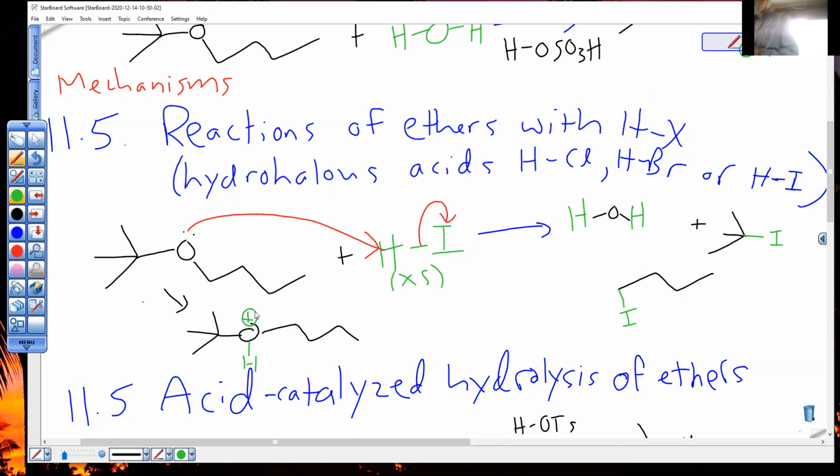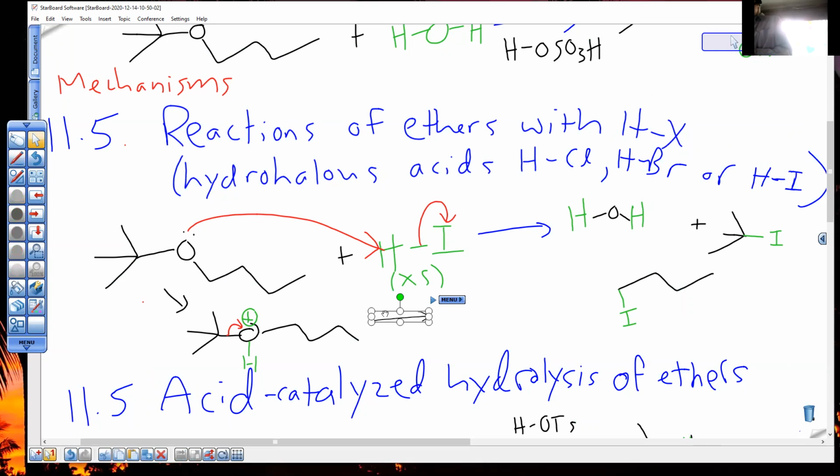Question: which carbon do you want it to leave from? The tertiary carbon on the left to generate a carbocation, or the primary carbon on the right to generate, don't even say that sentence. I do not want to see primary carbocations, ever. So I think I answered my own question. Next step, generate the tertiary carbocation. Primary carbocations are haram. They're forbidden.